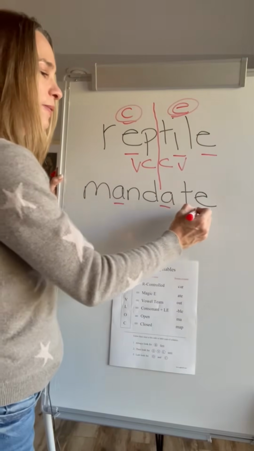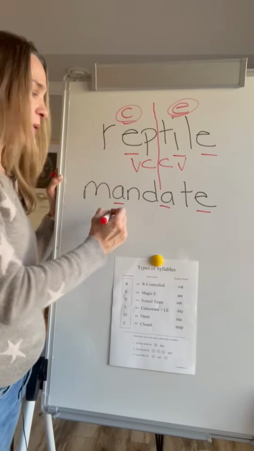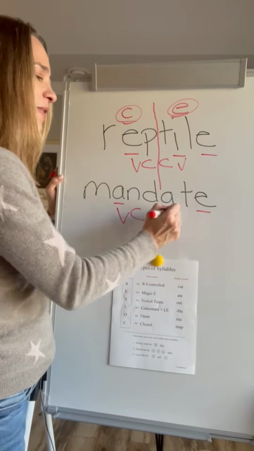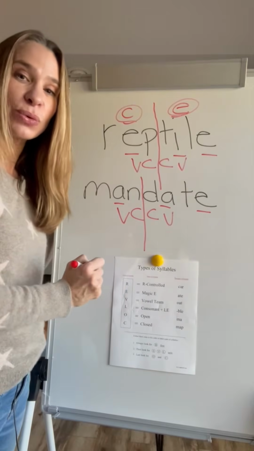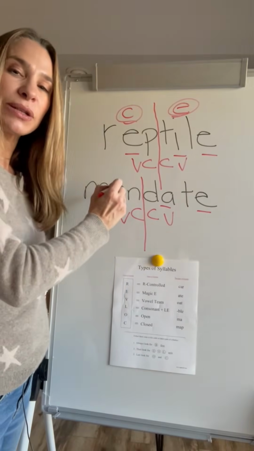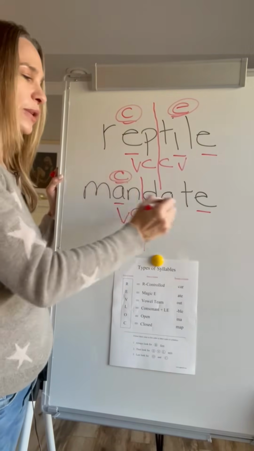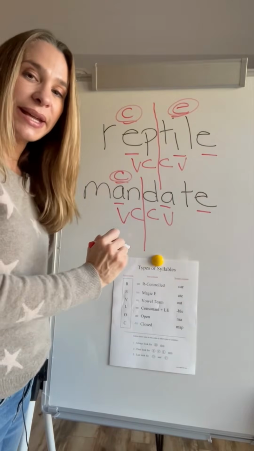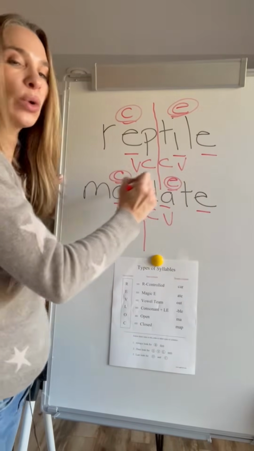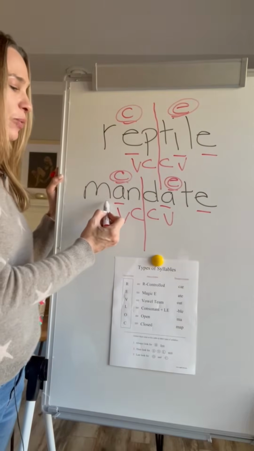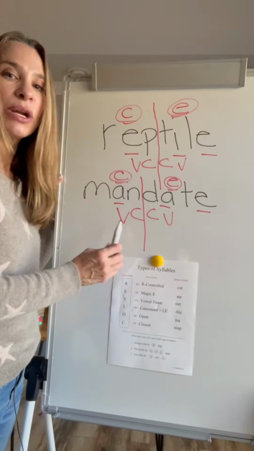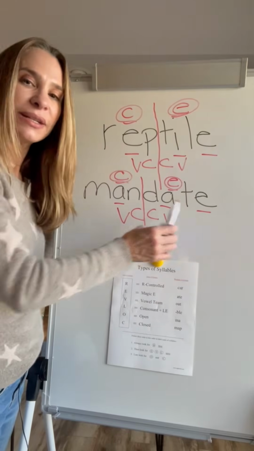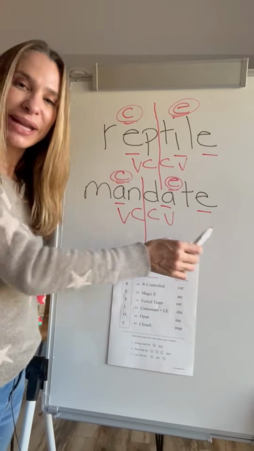Underline our vowels. Start with the first vowel, label V, C, C, V. Divide between the two C's, because that's the rule. And now we see that the N is closing in the A for a closed syllable. The E is making this A say its name for a magic E syllable. We're going to label the syllables. And now you can read, based on our system, our Revolution syllable types, we could read mandate, mandate, mandate.